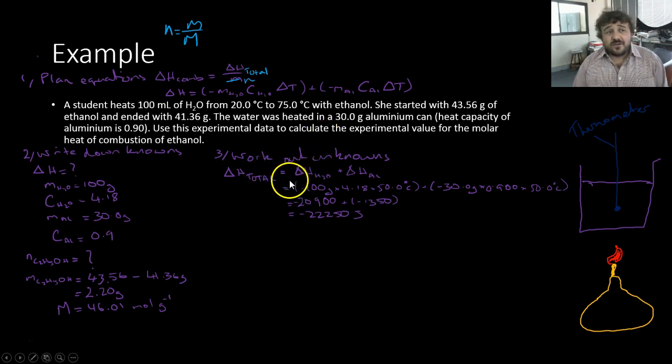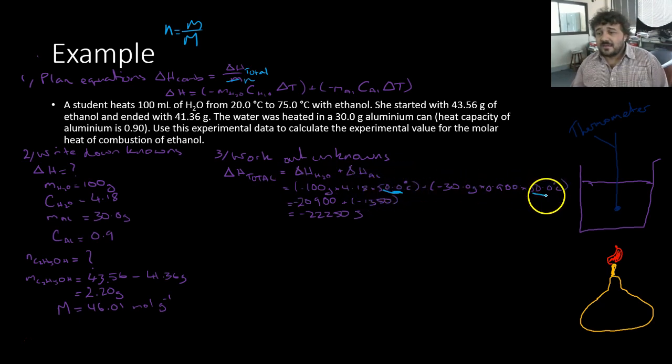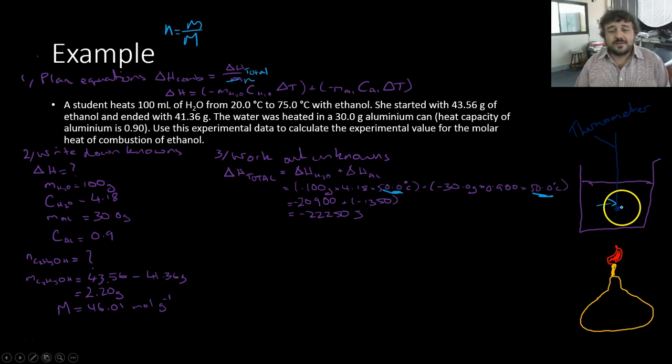Okay, so delta H total. It's quite simple. We plug all of our numbers into the equation. So that's 100 grams times 4.18 times 50, plus, in brackets, minus 30 grams, because it's the minus mcΔT, times 0.9, times 50 degrees Celsius. Again, you'll notice that that number there actually comes from both. That's the number on this thermometer right here. And that gives us minus 20,900 plus minus 1,350 joules. Okay, so that's the enthalpy change complete.